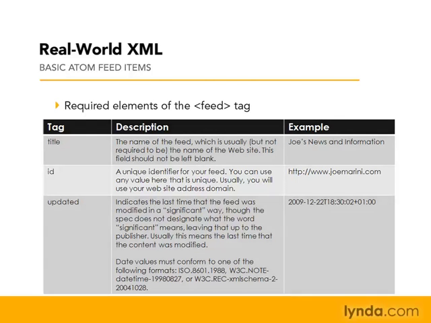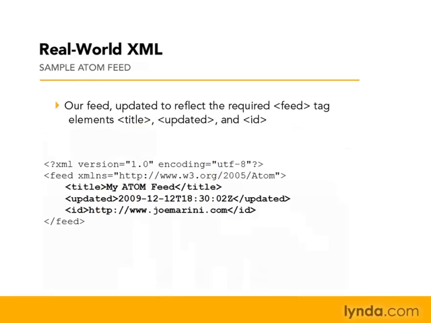Okay, so if we go back now and take a look at our feed tag that's been updated to reflect the required tags title, updated, and ID, you can see what it looks like now. So now we have our title, which is my Atom feed. We have the updated tag put in there, and we have an ID, which points to my website.